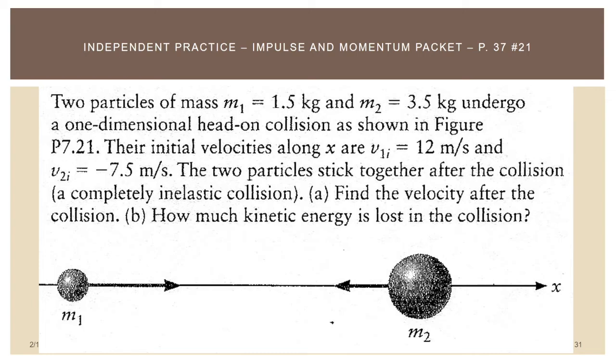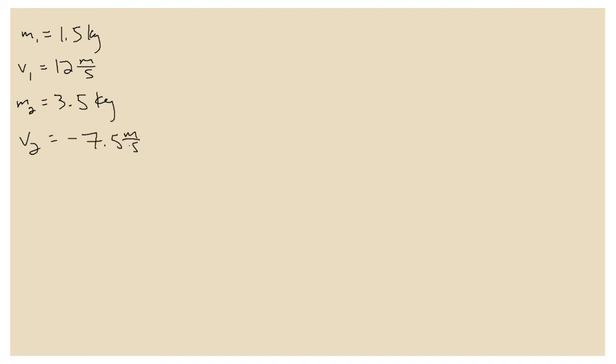Okay, so your work for this one should look like this here. We have M1, they told us in the problem, was 1.5 kilograms. We know that V1 was 12 meters per second. This thing was chugging along at a pretty good speed. M2, they told us, was 3.5 kilograms. And you have to be very careful. This one was generous to you. You have to recognize that when something is moving to the left, you have to make its velocity negative. And so this velocity was negative 7.5 meters per second.